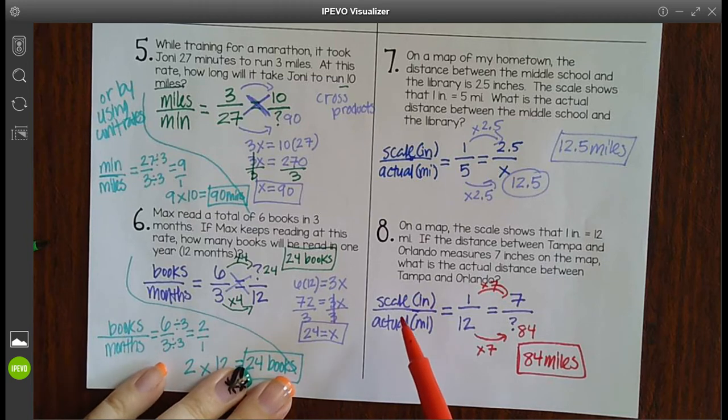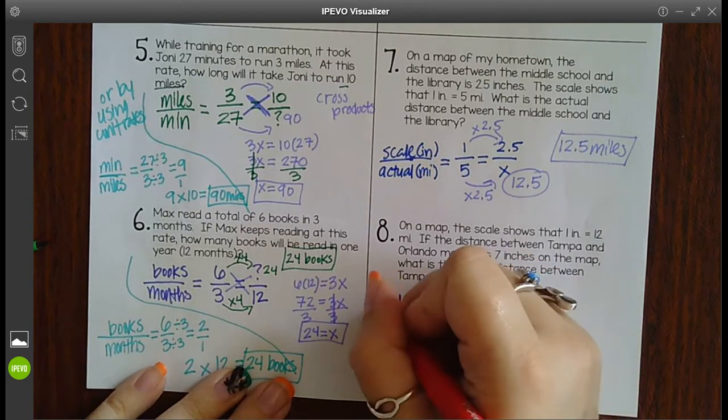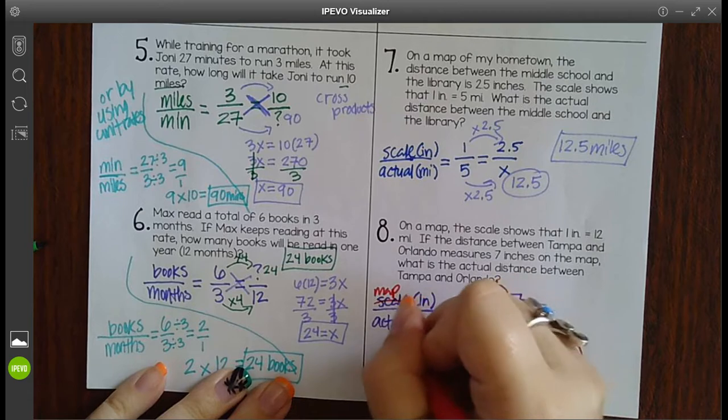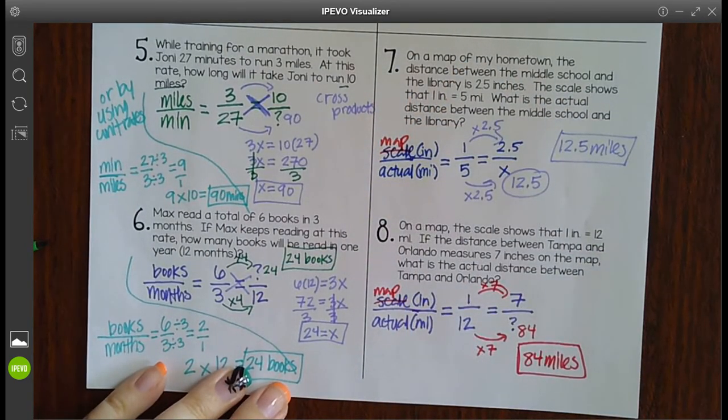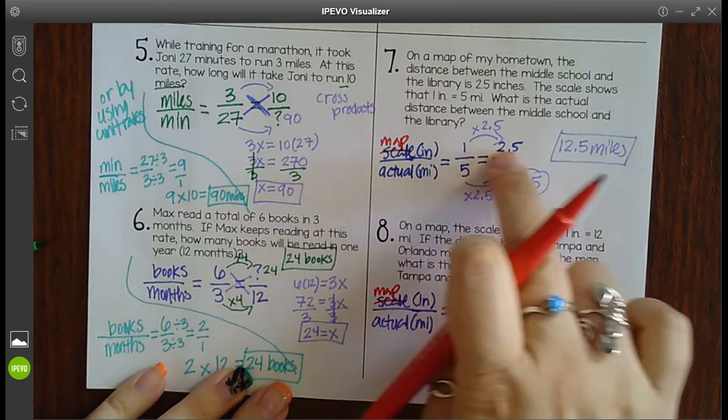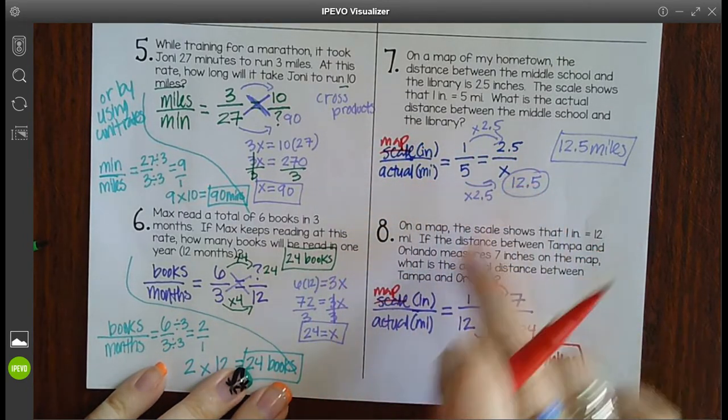Okay, and you don't have to follow my example of using scale to actual. If it makes more sense to you to do map to actual, that's fine. Okay, whatever makes the most sense to you. Just make sure that you label it so it's clear what you're talking about and that you stay consistent. The map always stays on the top, the actual stays on the bottom.